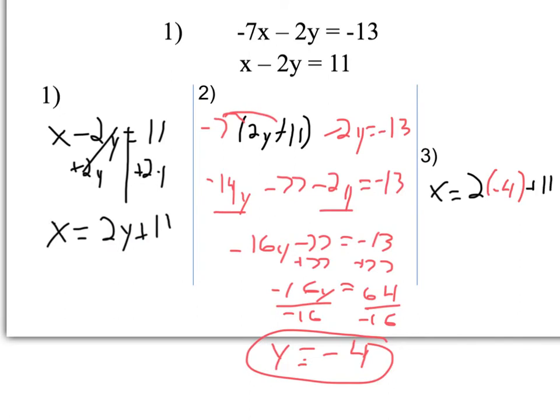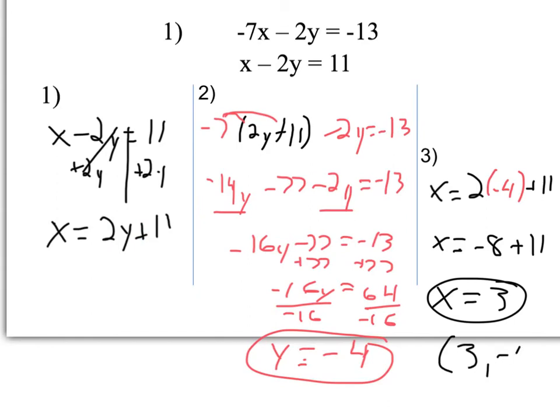So now we just have order of operations we need to take care of to get a value for x. 2 times negative 4 is negative 8. Negative 8 plus 11 is 3. So that means my answer would be 3, negative 4.